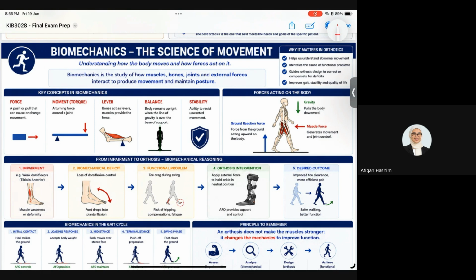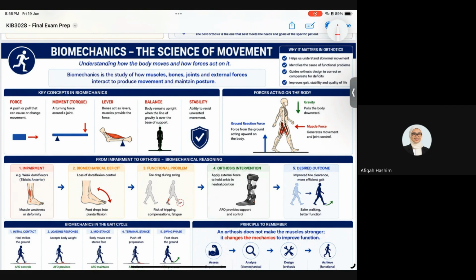Is it hyperextension, knee hyperextension? Is it excessive pronation? Is the patient having an unstable ankle? You identify the problem first, and this is actually repeating the second slide just now.